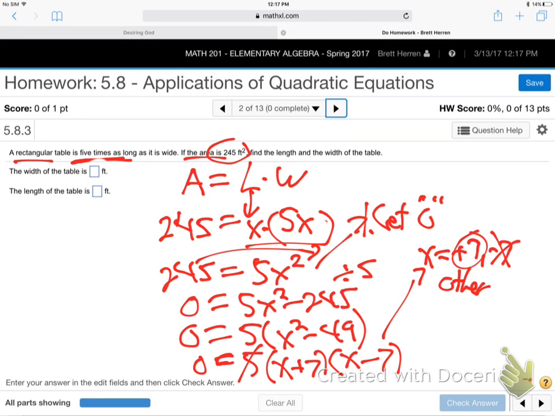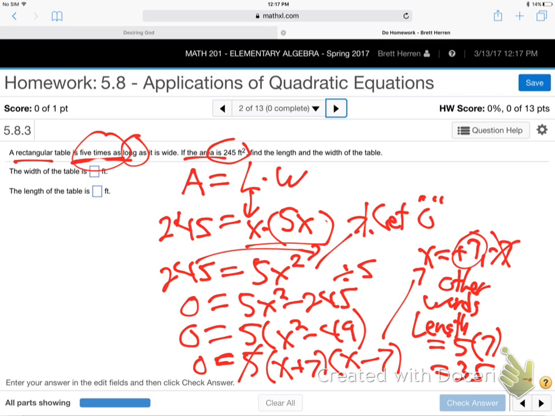Five times. From the words. Yeah, what do the words say? Five times. What is it? Five times as long. So the length is 5 times 7, 35. So that's the length. This must be the width. Yeah, so the trick is at the very end of a word problem.